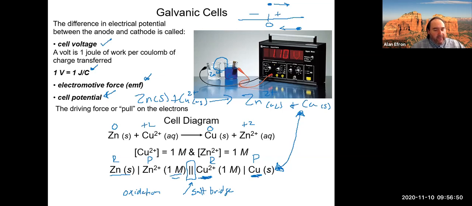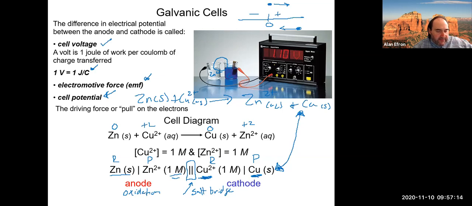We can take an overall reaction like we have here on the screen and write what is sometimes referred to as a cell diagram. A cell diagram is a shorthand of the redox reaction that's happening in a galvanic cell. And it usually always has a certain pattern. And that pattern, as we talked about last time, is what we see here on the screen.